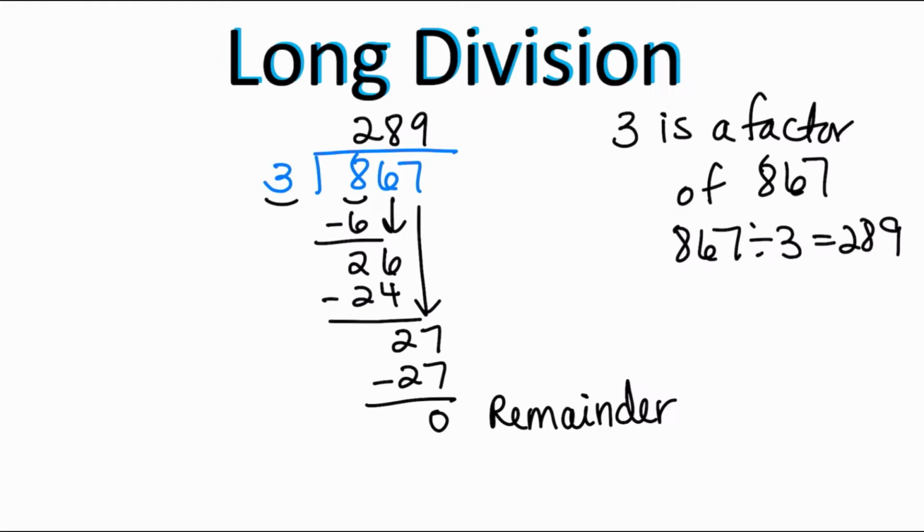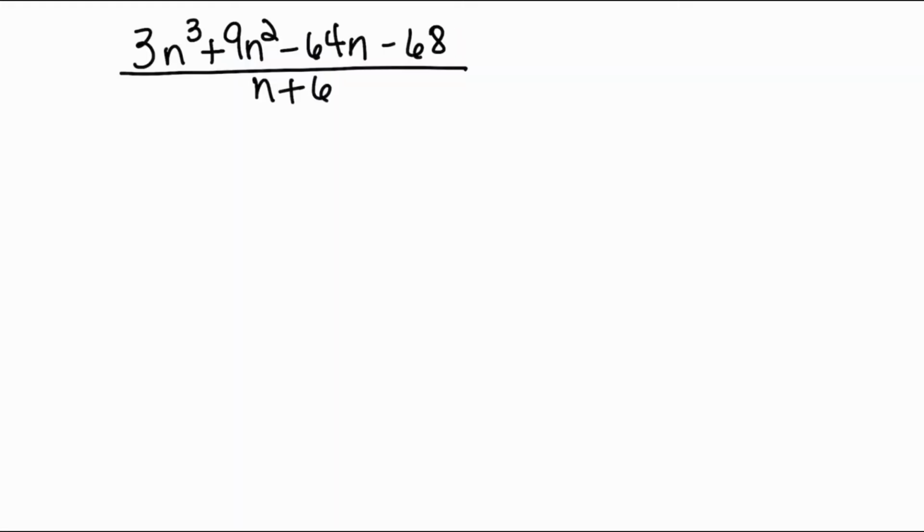So now we're going to apply this technique to polynomials. Let's take a look at our first example. In this example, I'm dividing by n plus 6. n plus 6 is a binomial. There are 2 terms. Therefore, I'm going to go ahead and use long division to divide. I'm going to go ahead and set up the problem.